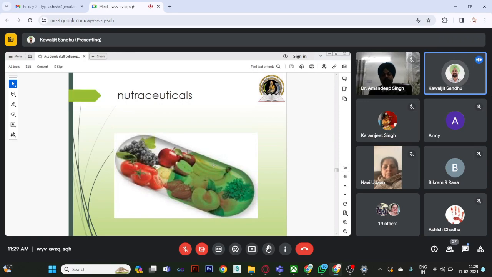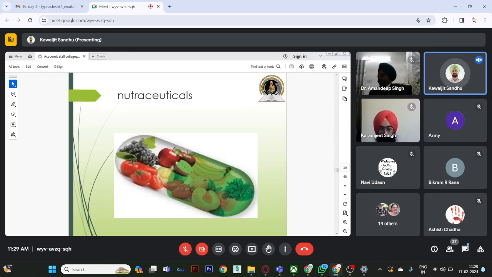Then nutraceuticals. You might have heard about these nutraceuticals. We know about lycopene tablets, we know about zinc tablets. In the COVID era, these nutraceuticals became very famous. A lot of products have been launched by Patanjali, which are nutraceuticals in nature.